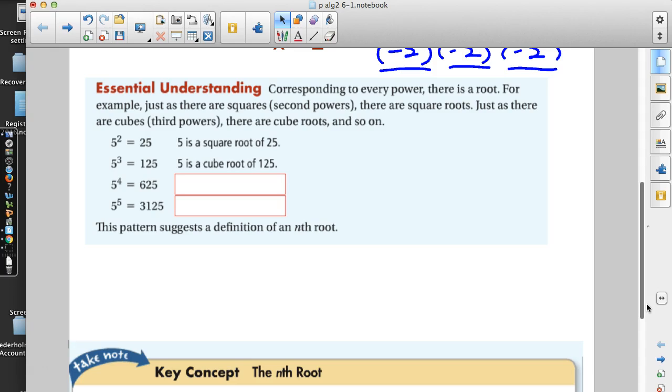Yeah, that's going to take us a little while to catch on to. You know, 5 to the third is 125. We saw that a lot when we did our sum and difference of two cubes. So we're used to that. Fourth power, that's going to take us a little while. So this would be 5 is the fourth root of 625.